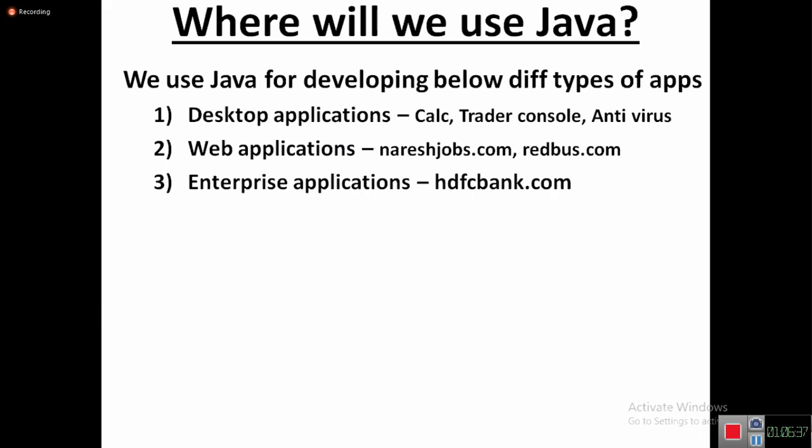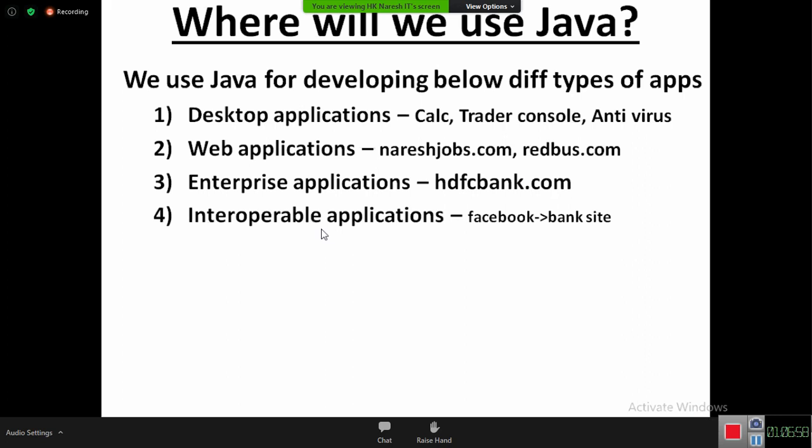A tutorial website is simply a web application, I can say. But Paytm is an enterprise application, a bank is an enterprise application, because they're connecting with so many other companies, agents and organizations. That business model is very huge, then we call it an enterprise application. And next, we can also develop interoperable applications. Remember, interoperable application means different websites can be connected. Facebook wants to connect to a bank site.